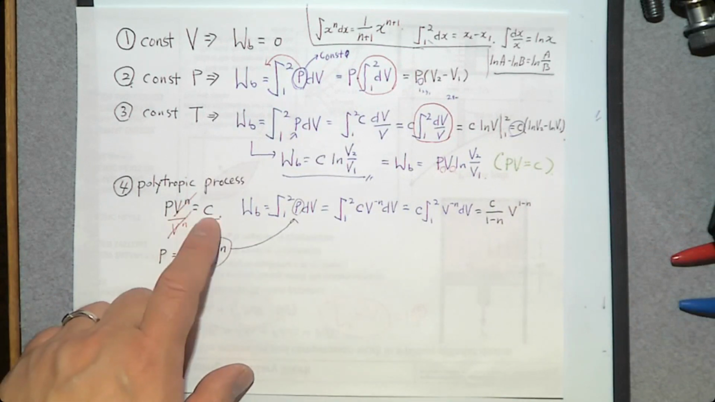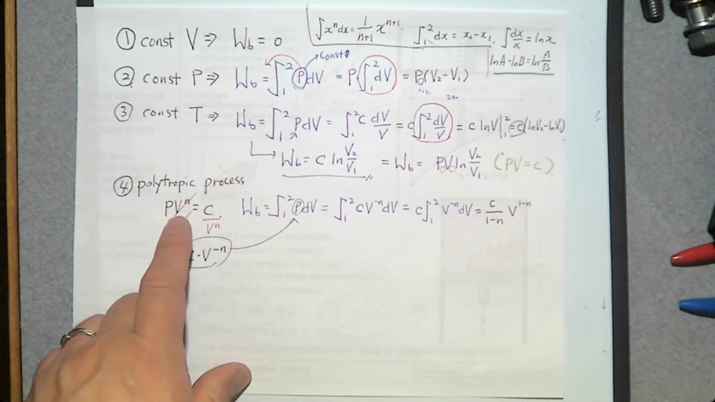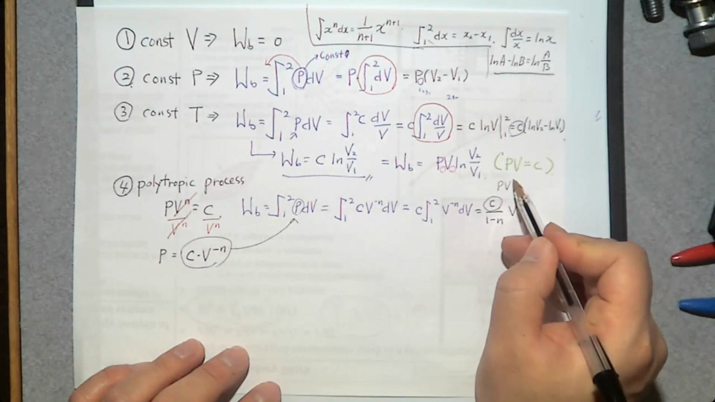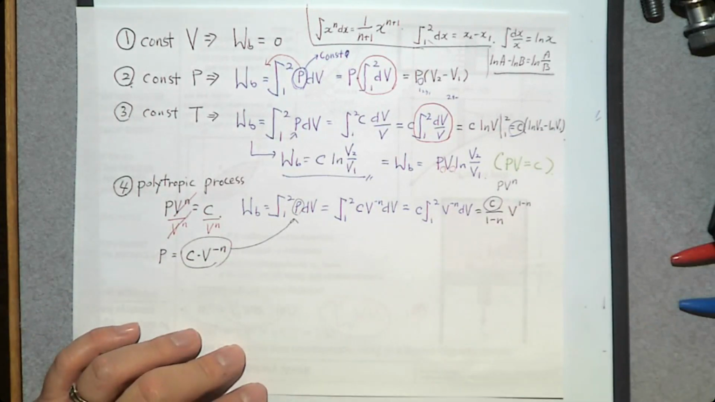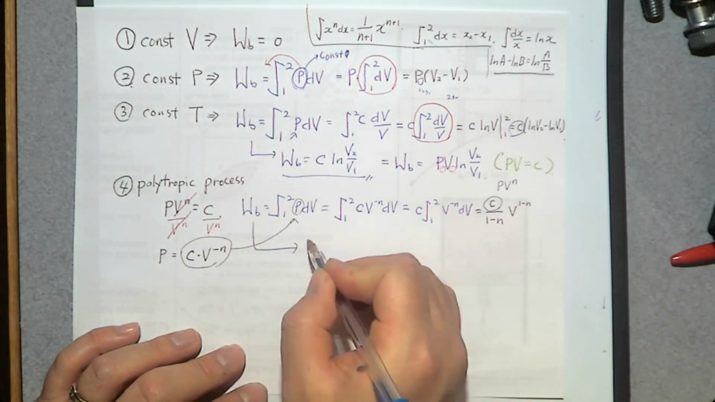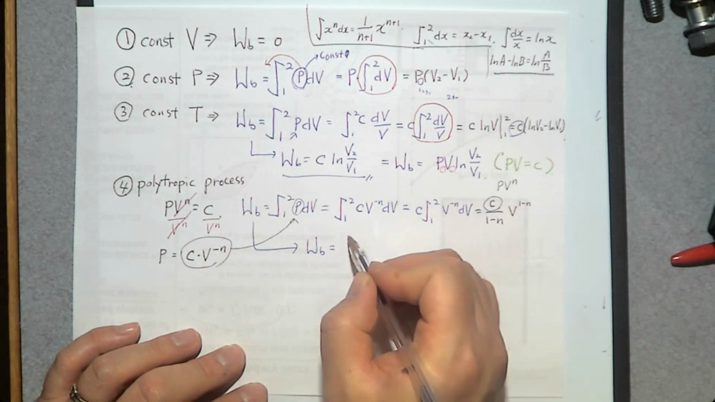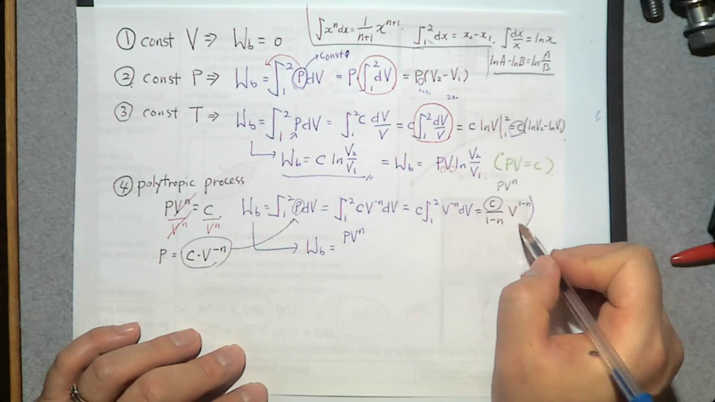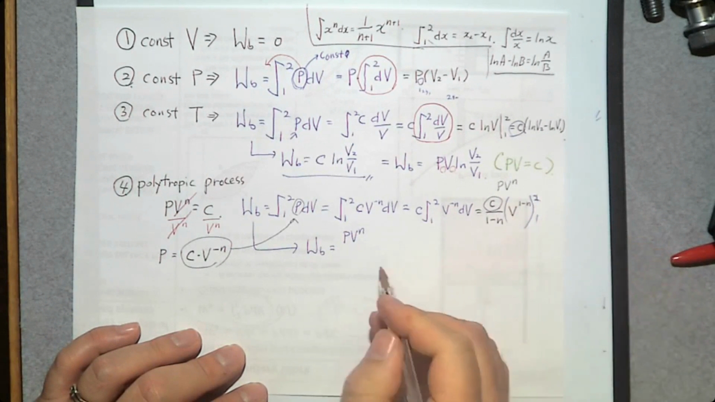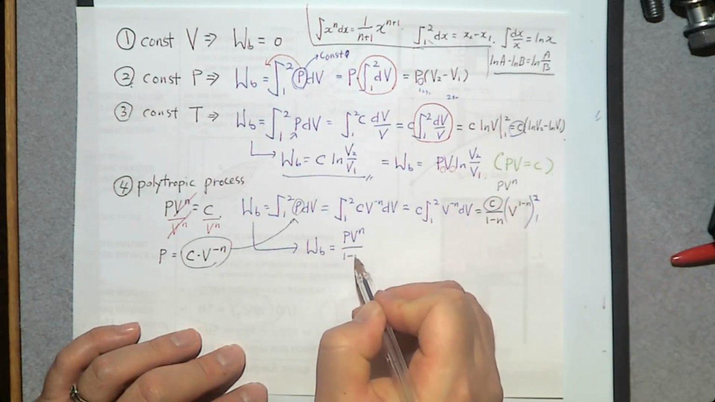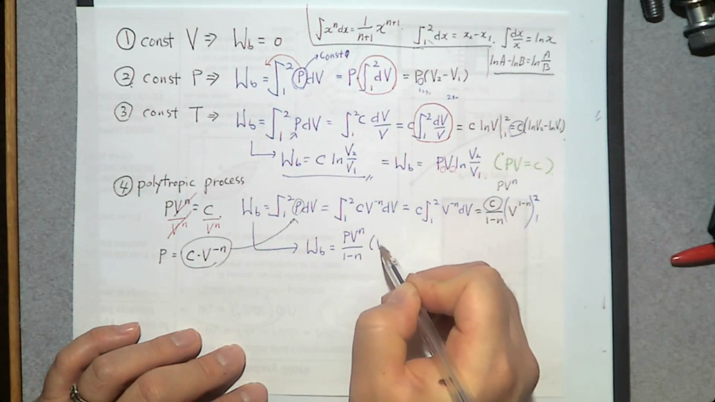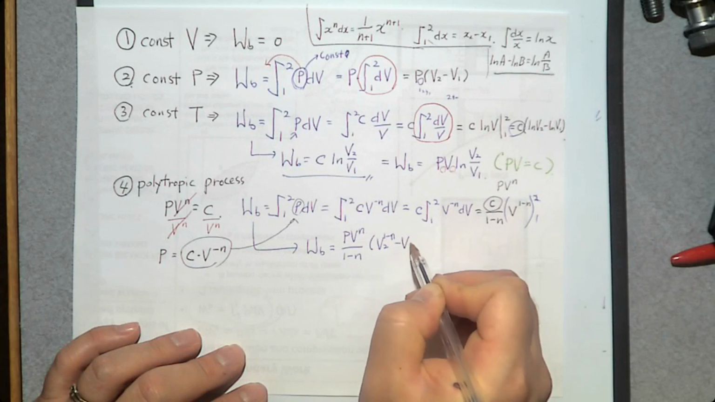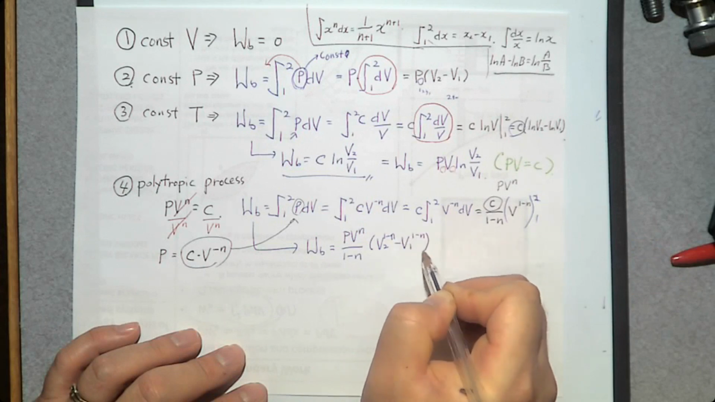Then what is this C? C is dV to the power n. So this C is dV to the power n. So this WB becomes PV to the power n. By the way, this one is from 1 to 2 over 1 minus n, V2 1 minus n minus V1 to the power 1 minus n.